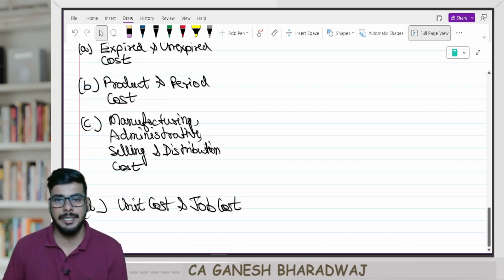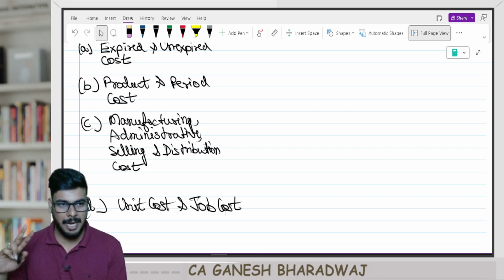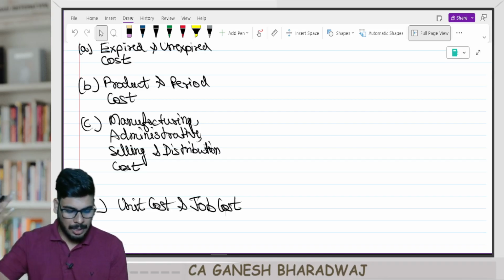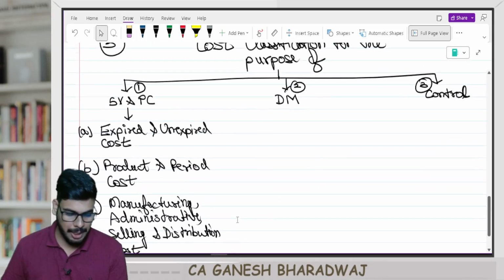job cost. Done guys? Have you written down all the 4? Expired, unexpired, product, period, manufacturing, admin, selling, and finally your unit and job cost. Done? Now go to the second part of the chart.